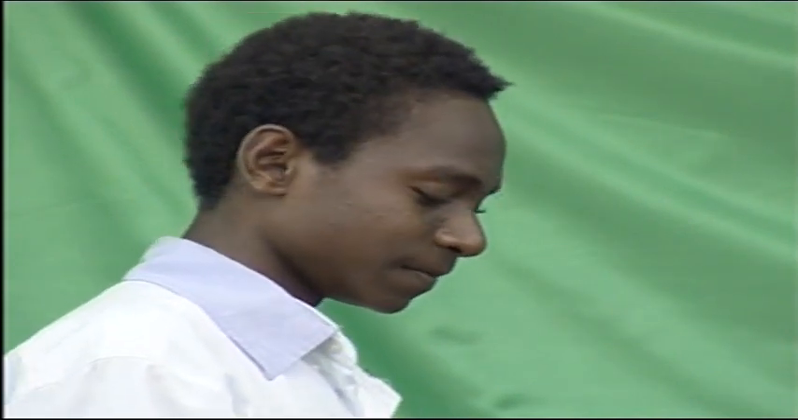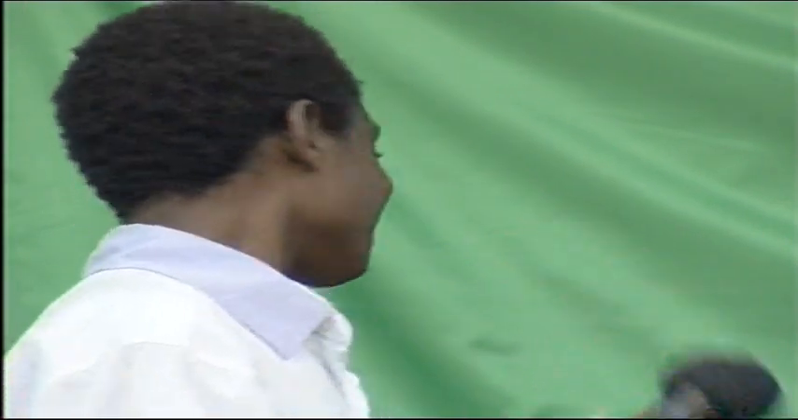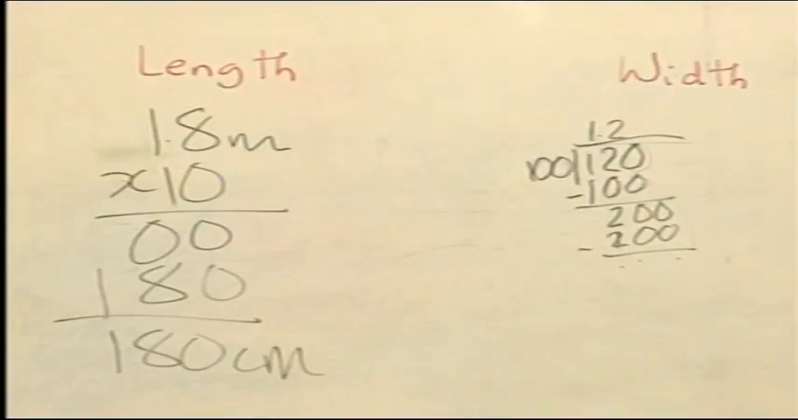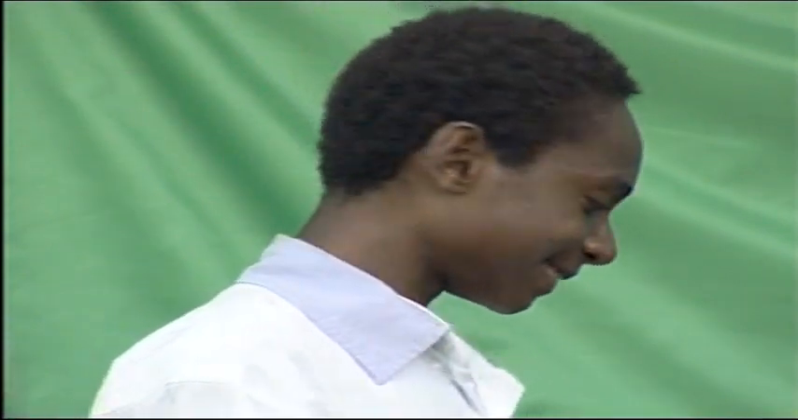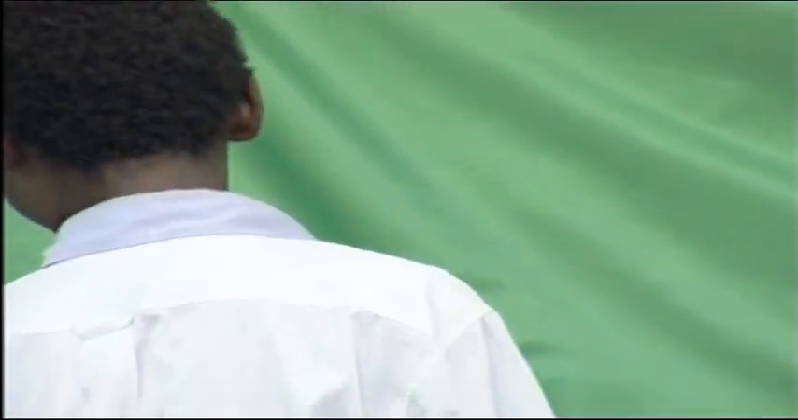Multiply 1.8 by 10. And 8 times 0. Okay, thank you, Shannon. Why did you multiply by 10? Because the rules said multiply by 10. Okay, thank you, Shannon.